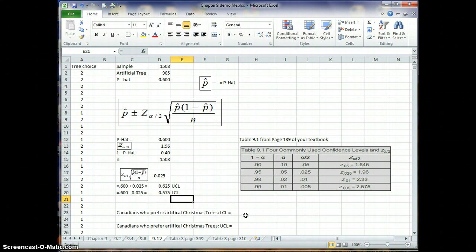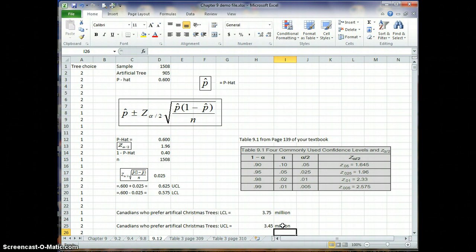So, for the upper confidence level, we're just going to use 6 for 6 million times this 0.625 equals 3.75 million, which is the upper end of the range, and for the lower end it's going to be 6 times the 0.575, which is 3.45 million.